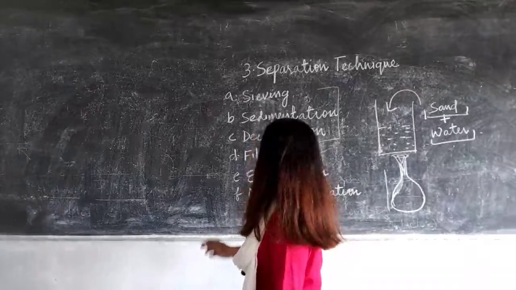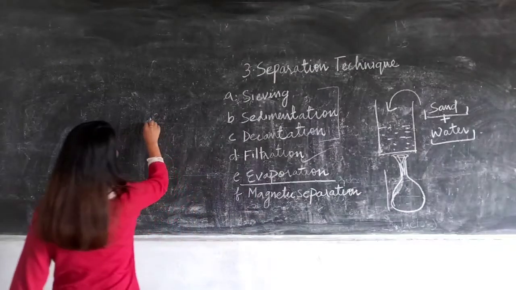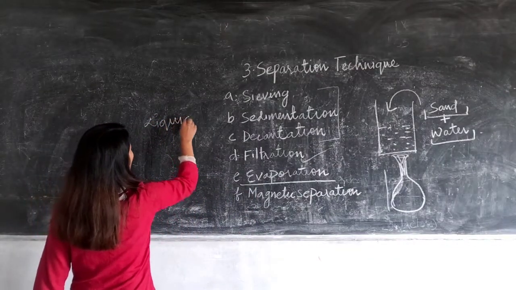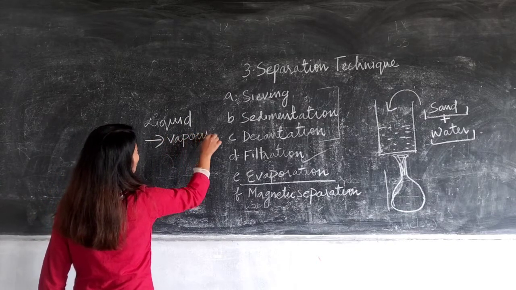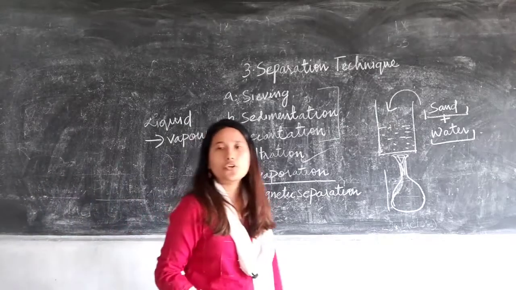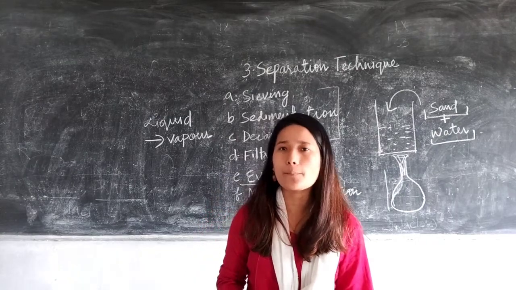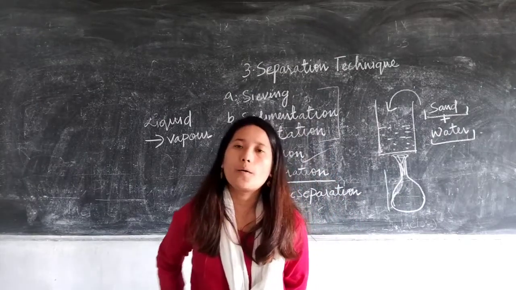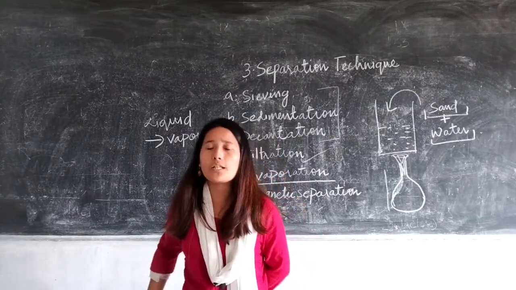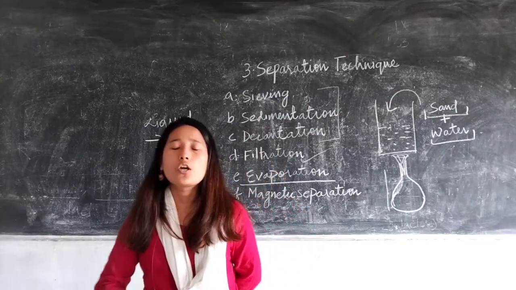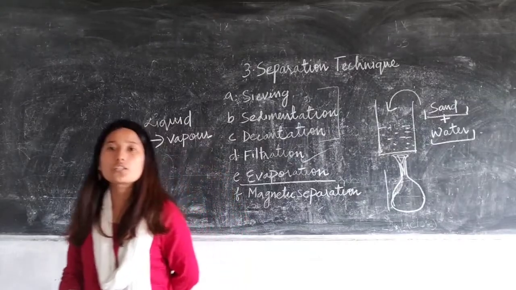Now the next method is evaporation. We all know what evaporation is, right? When a liquid changes into vapor, this method is referred to as evaporation. So through the evaporation method also you will be able to separate out unwanted materials. Let's go through one of the experiments which will show how evaporation is able to separate out the insoluble substance or soluble substance from a solution.